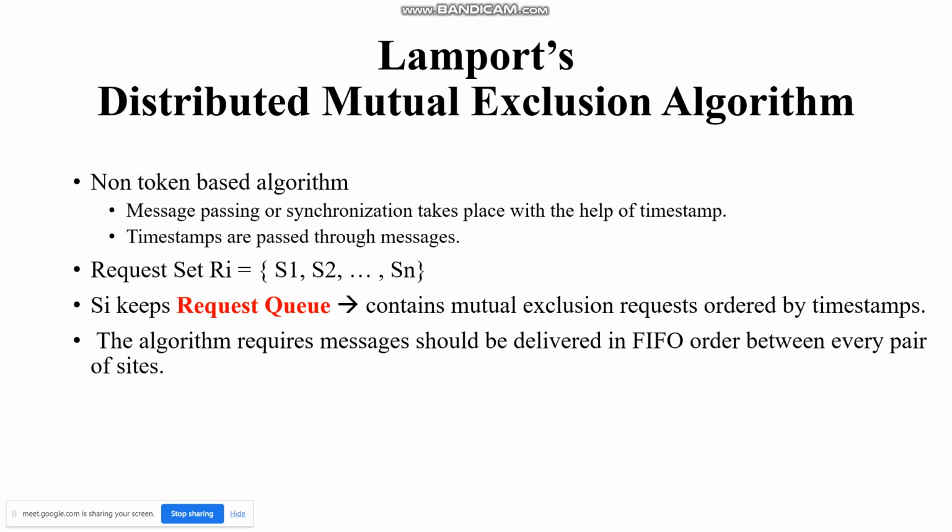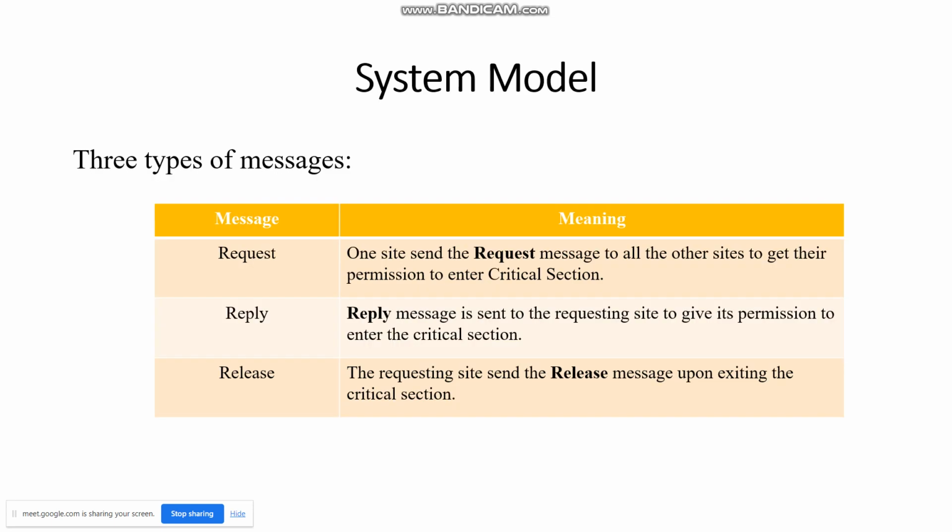One more thing, every site maintains this request queue individually. Thereby we can know who is on top and who is going to enter the critical section. It is fully based on this queue only. So the request queue is the major part of Lamport's algorithm. The algorithm requires that the messages stored in this request queue be delivered in first in, first out manner. Now we'll see an example.